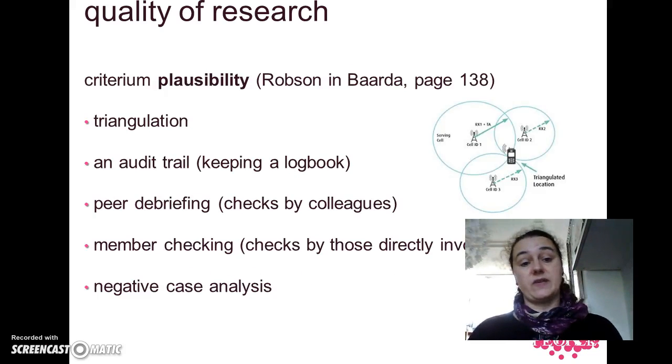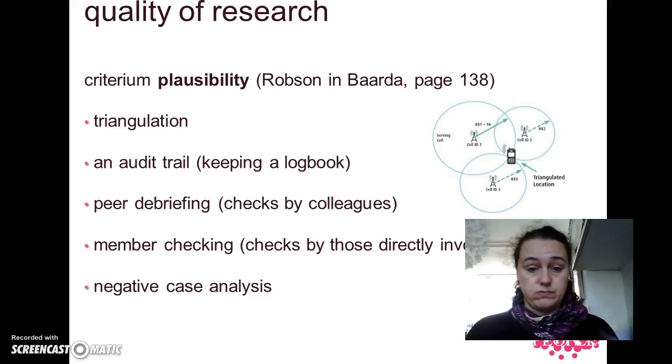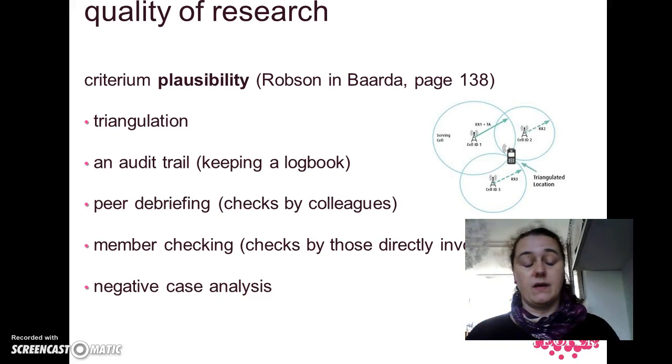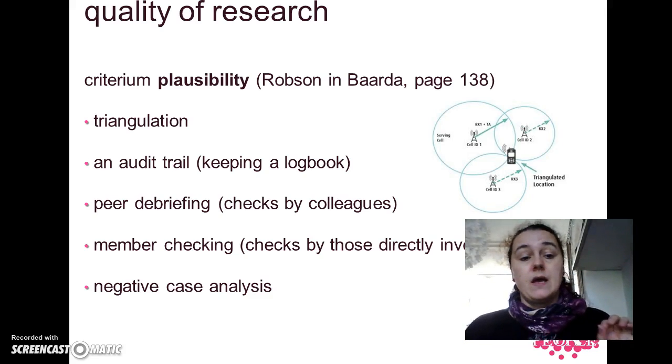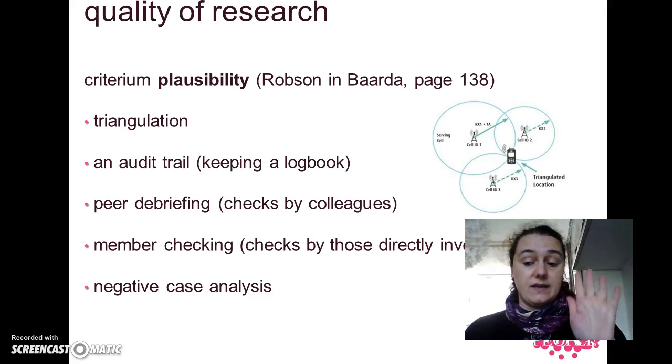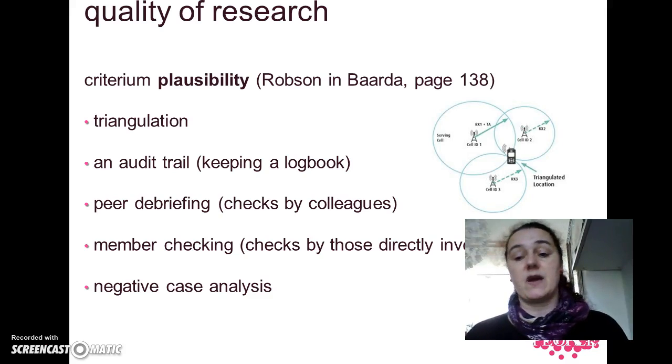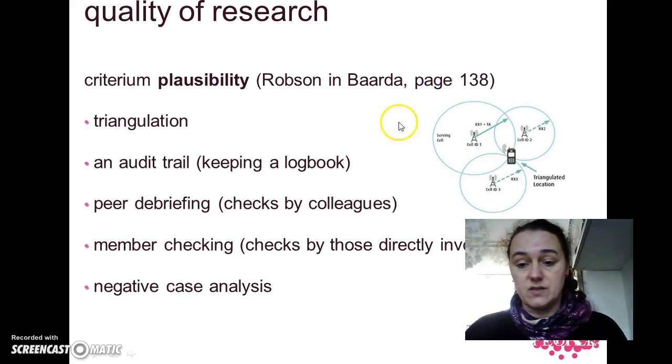Now, the quality of research, plausibility, is in the book, and the criteria of Robson are mentioned in the research. This is it. Five criteria, and they are quite likely to be in the exam. The first one is triangulation. You can see here a picture about triangulation in mobile phones.